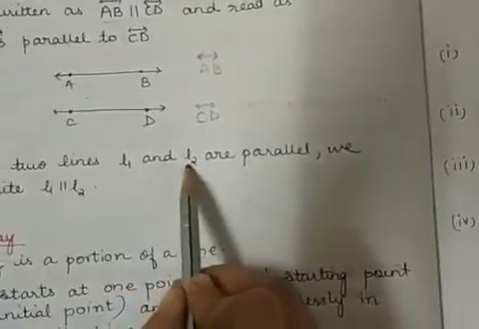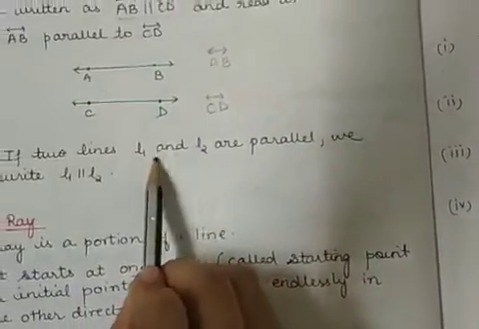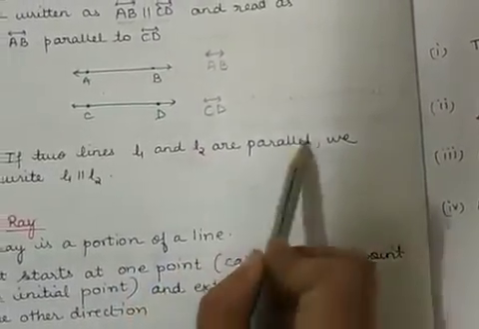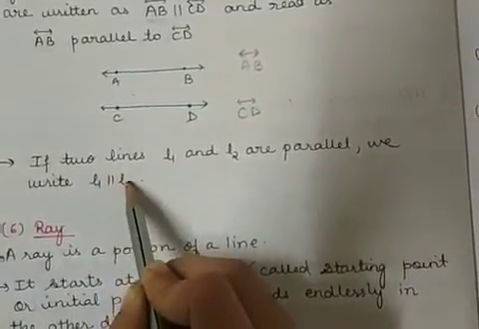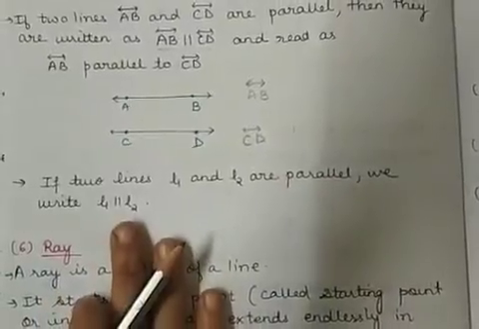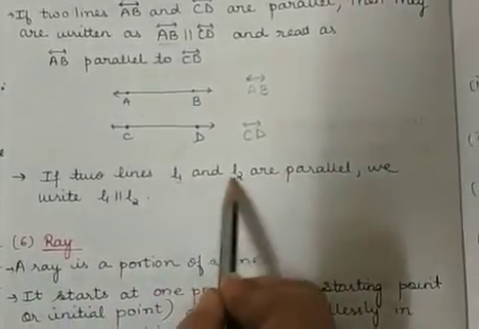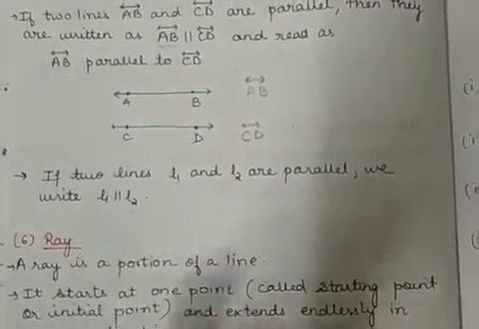If the lines given are, say, L1 and L2, then we say L1 is parallel to L2. So this is how we denote it if the lines are denoted by small letters.